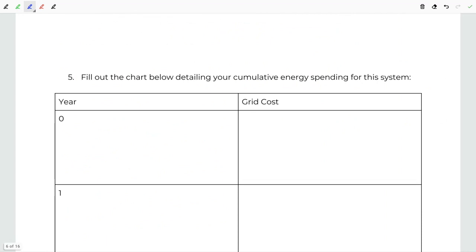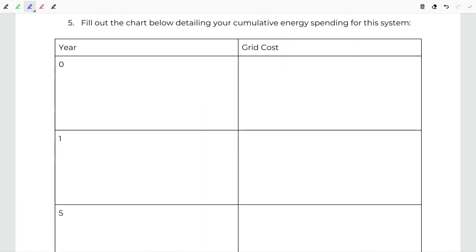So now we're going to fill out the same grid again, finding out how much we would spend on electricity cumulatively if we were on full grid. So in year 0, before we've started consuming any electricity, we have paid $0. In year 1, we have paid $1,400 because that's what we said a 1-year cost of electricity was.